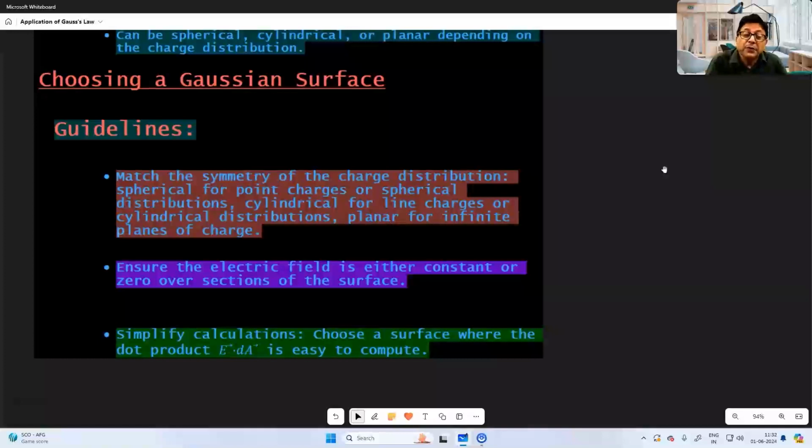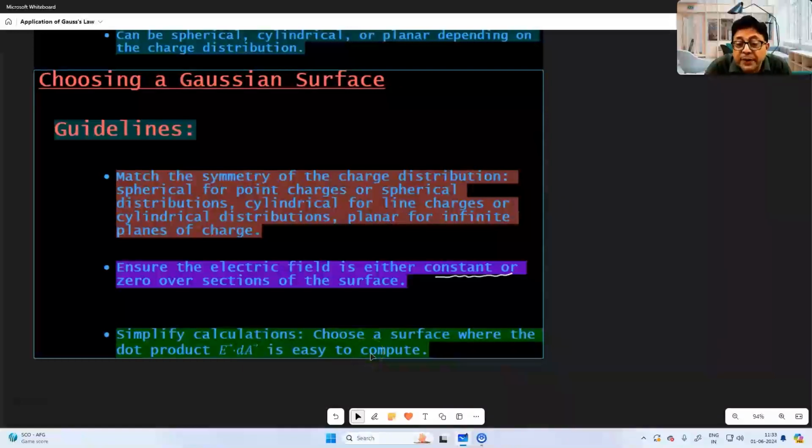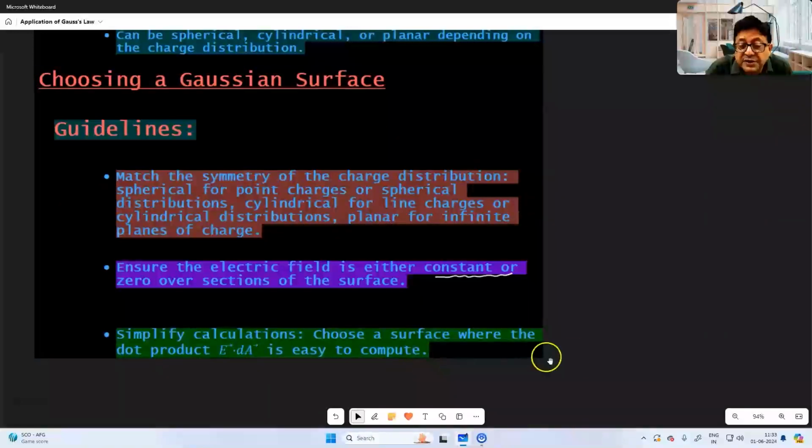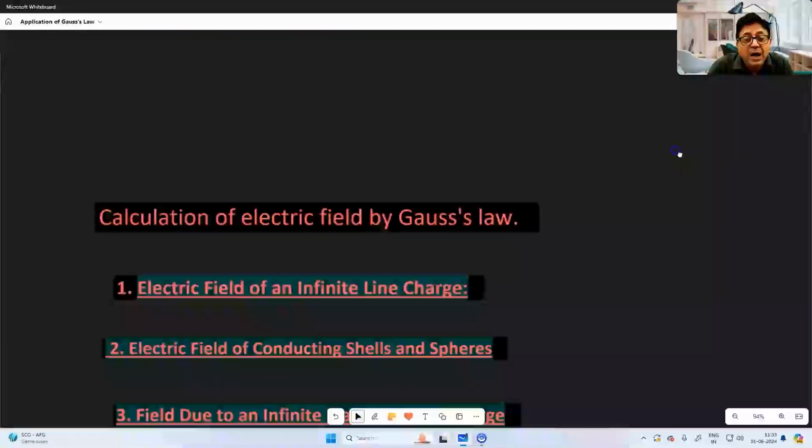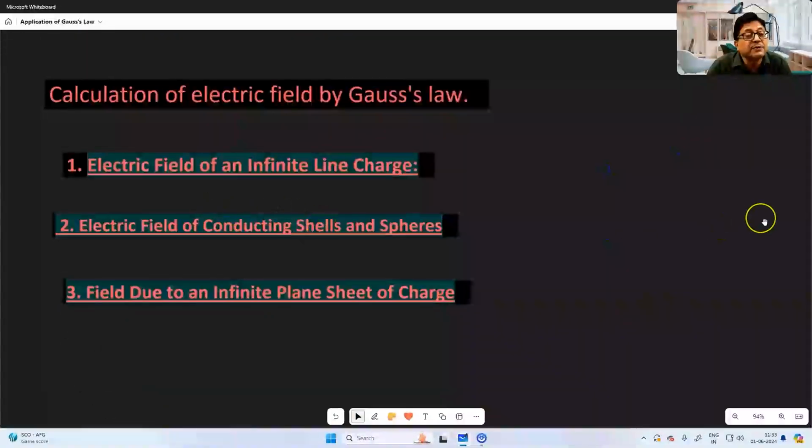Now, when you are going to apply, you need to check another point. You must ensure that electric field is either constant or 0 over sections of the surface. Then to simplify the calculation, choose a surface where the dot product E dot dA is easy to compute. I am going to show you with examples. I will be showing you these three examples first.